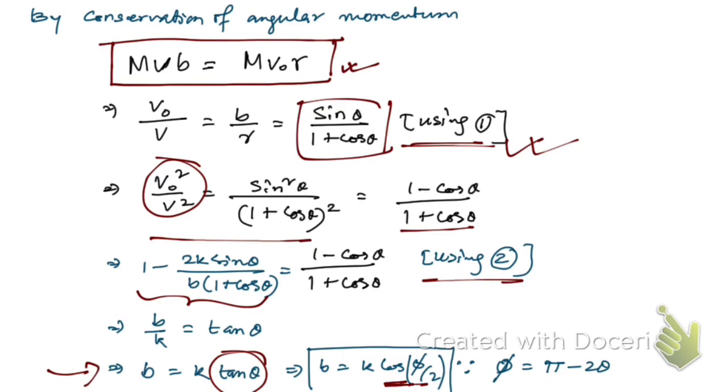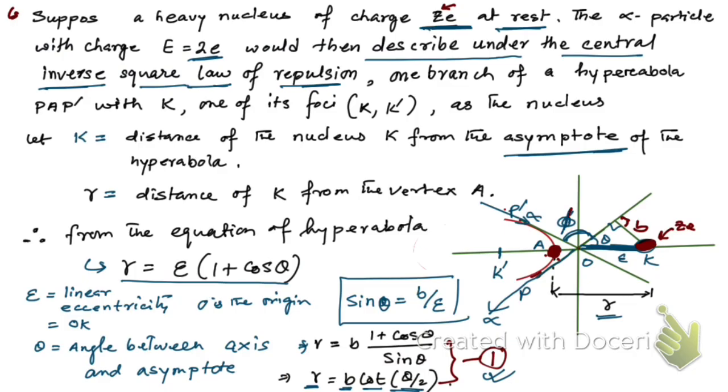Sorry, this should be cot, not cos. This is supposed to be cot. Okay, so here, from this diagram, you can see this is phi, right? This is phi and this is theta.